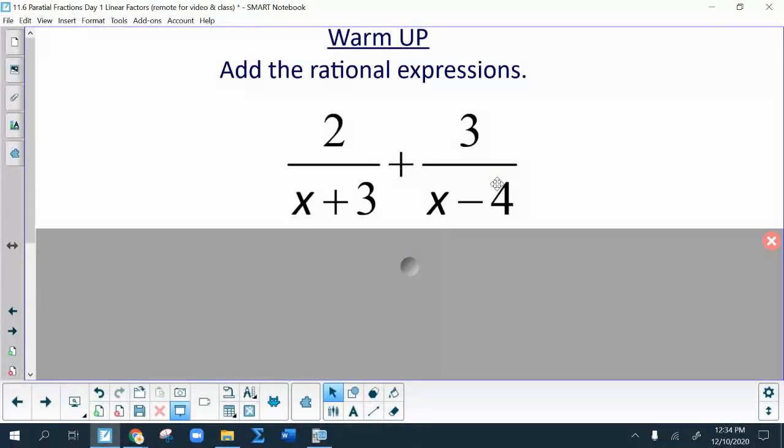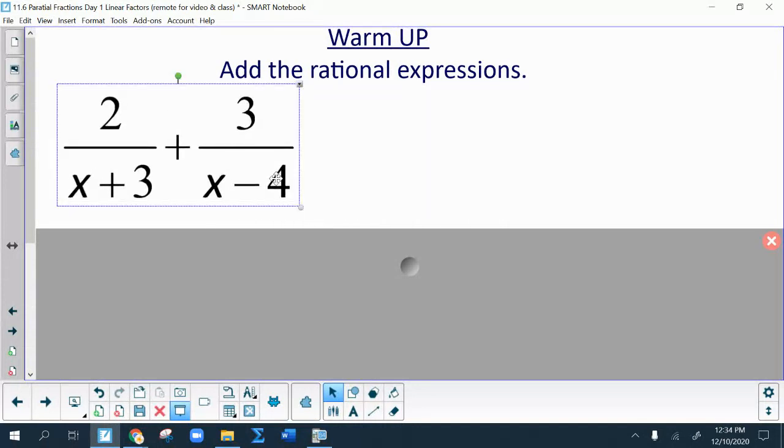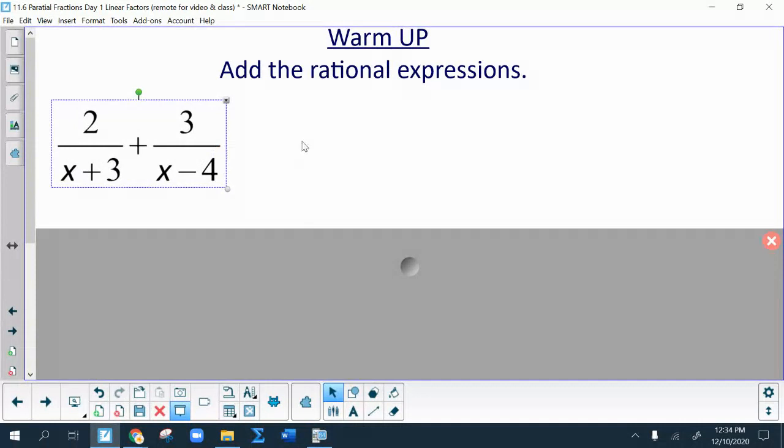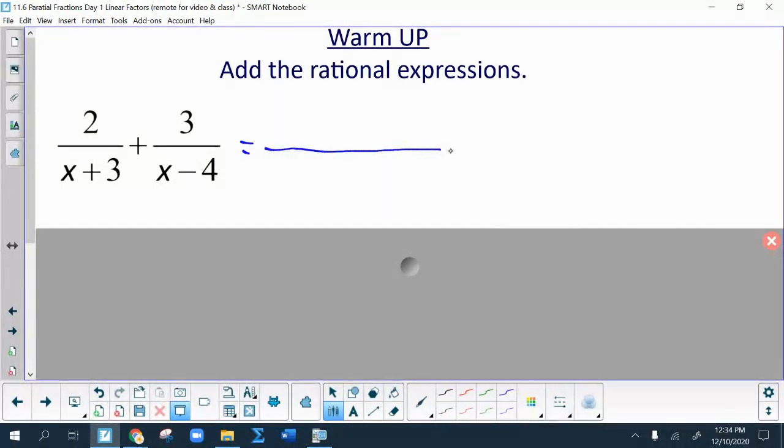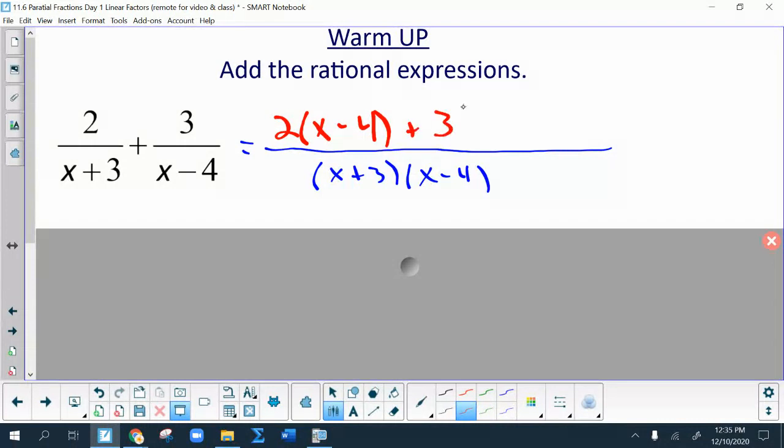So first of all, let's just start by adding these two rational expressions together. Hopefully you remember that when you're adding two rational expressions together, what you are doing is getting common denominators and then combining the numerators. So the common denominator is x plus 3 times x minus 4. My 2 needs to get multiplied by x minus 4, and my 3 needs to get multiplied by x plus 3. Normal common denominator stuff.